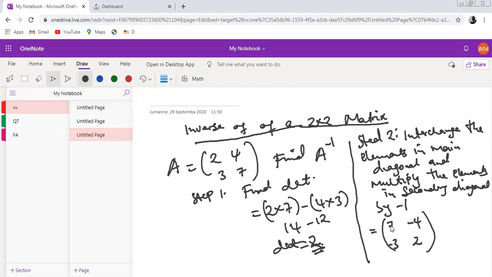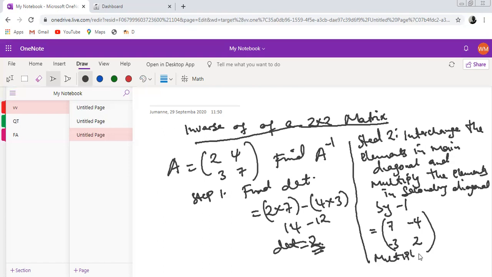You interchange these elements, and then the others you multiply by -1, or in short, you change their sign. If they were positive, they become negative. If they were negative, they become positive. And then the last step is to multiply what you have here by the reciprocal of the determinant.